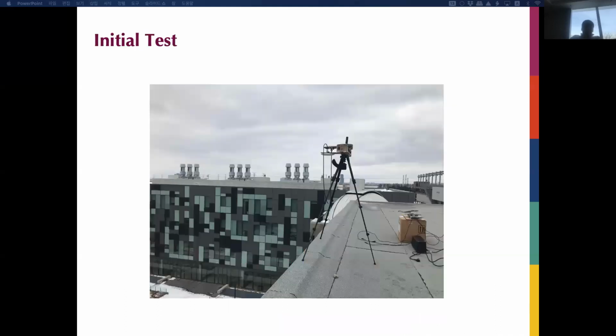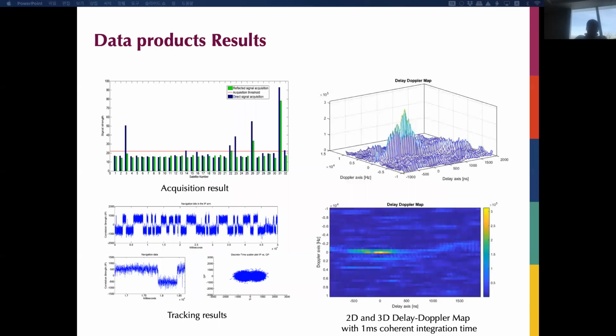We brought our antenna and prototype receiver to the top of the Petrie Science building at York University to try the initial test. We put our receiver on the tripod and then measured the direct signal and reflected signal. Here is one result which we got from the initial test.